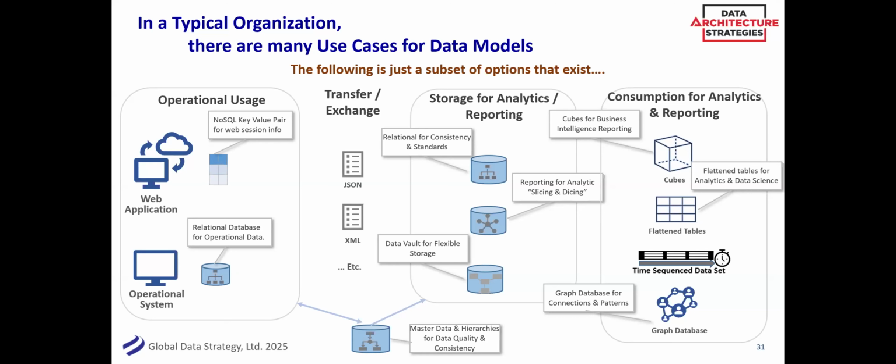Your relational database, maybe more your Inmon approach, can be there for your standards, the star schema for slicing and dicing. Cubes on your consumption pattern might be really good, or your semantic layer, or whatever folks call it now, can be really good for your BI, those flattened out tables. For analytics and data science, you could have a time sequence data set, which can be really good for certain kinds of advanced analytics, graph for your patterns, etc.